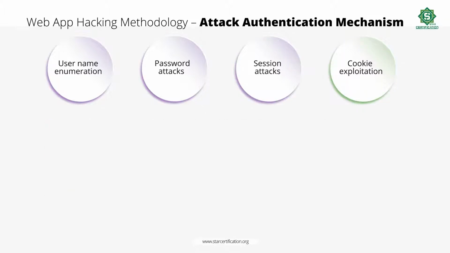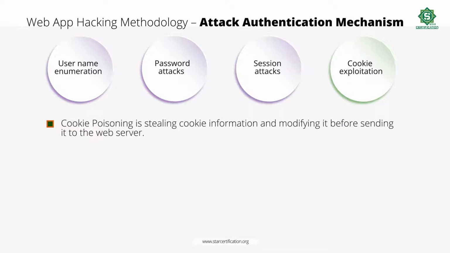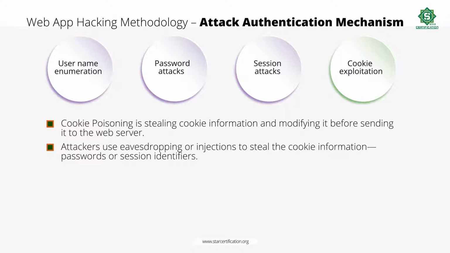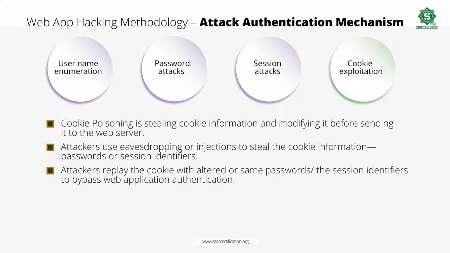Cookie exploitation. Cookie poisoning is a way of stealing the cookie information and modifying it before it is sent to the web server. The attackers use eavesdropping or injections to steal the cookie information, which contains passwords or session identifiers. They will then replay the cookie with altered or same passwords, the session identifiers, to bypass web application authentication.